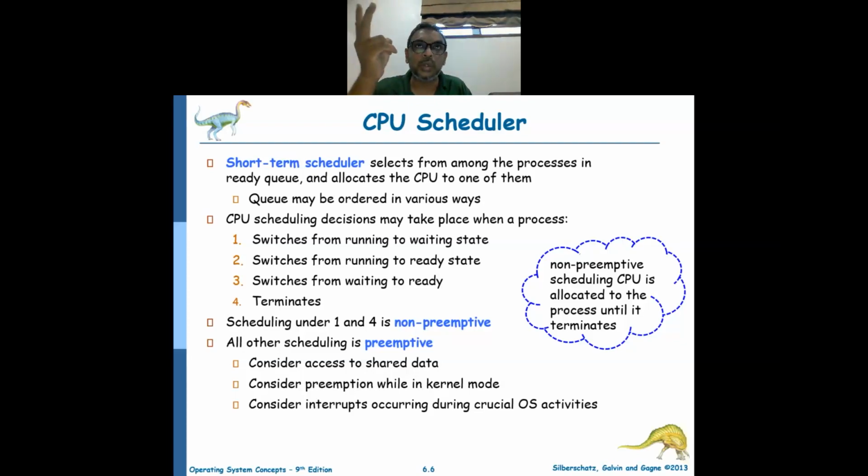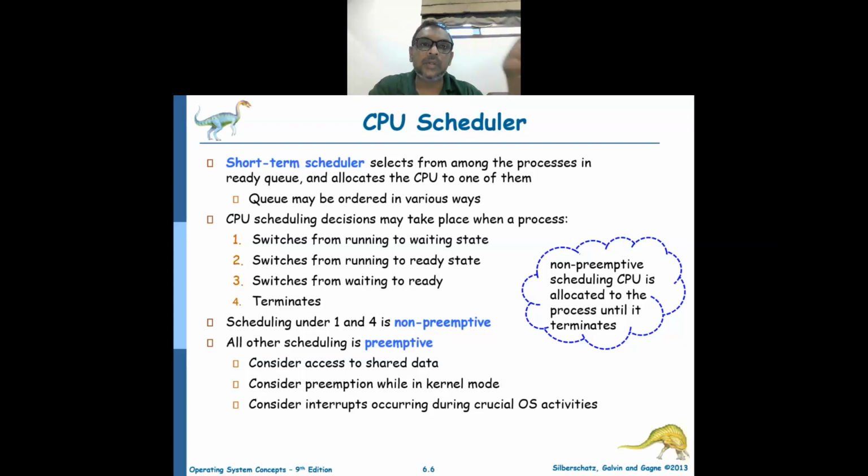There are two types of scheduler you need to know. I think you can refer to chapter 3: the long-term scheduler and the short-term scheduler. Please read on this. What is the difference between the short-term scheduler and the long-term scheduler? In the short-term scheduler, among the processes inside the ready queue, it allocates the CPU to one of them. So where is the ready queue? The ready queue is inside the memory. So the scheduler will take the process from memory and put it into the CPU. That's how it goes.